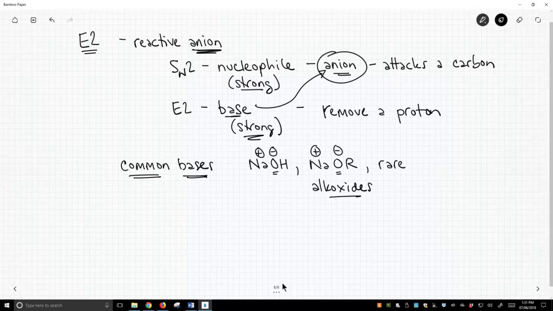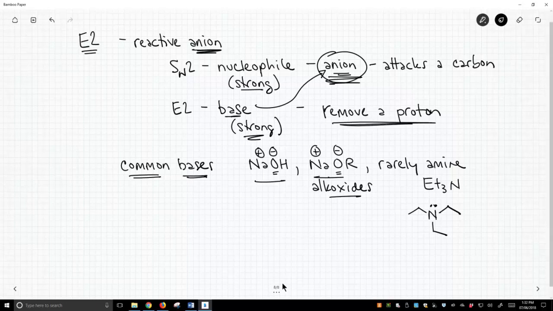Rarely, your base might be something like an amine. One of the classics is triethylamine. So let's write that out in a full structure. Now, amines don't have the striking anionic properties that you see in the alkoxides. Alkoxides are anions. Amines have this neutral nitrogen lone pair, but actually that's pretty basic, and it can remove a proton just like hydroxide can. Less common, but you will encounter them.